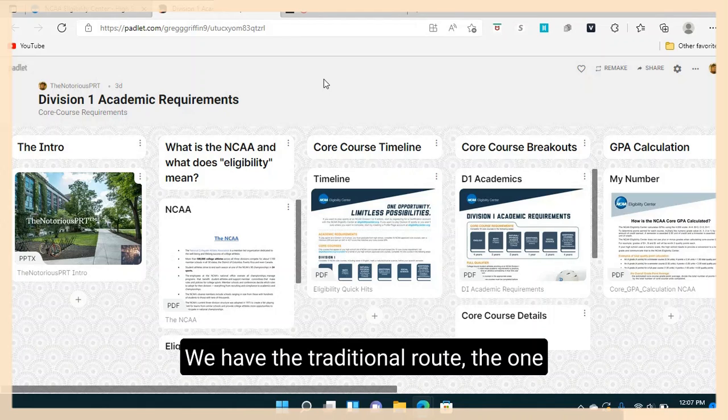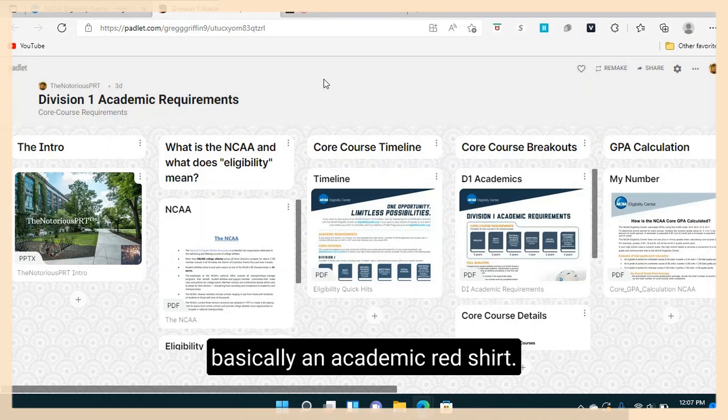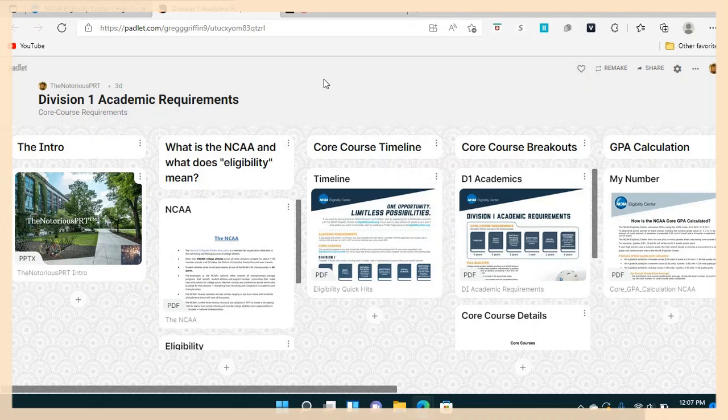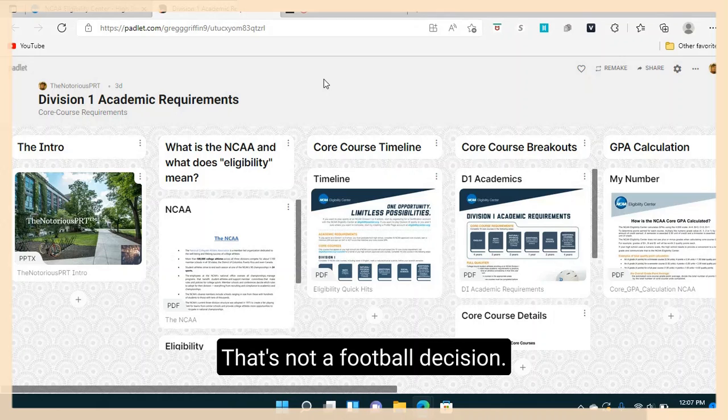We have the traditional route, D1 qualification. And then that third one is basically an academic red shirt. What is an academic red shirt? That means you complete the 16 courses, you're good to go, right? You got all those courses, but you fell a little short on the GPA side. So if you're above a 2.0 but below a 2.3 and have those courses, you're going to have to red shirt academically. Right? This is not a football red shirt. That's not a football decision. This is an academic decision.